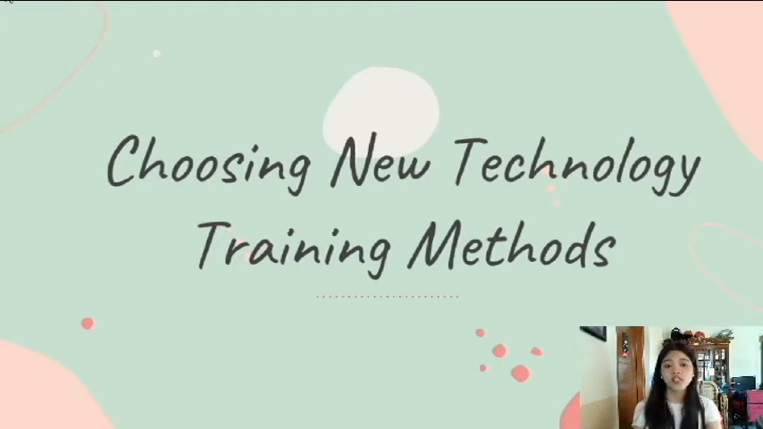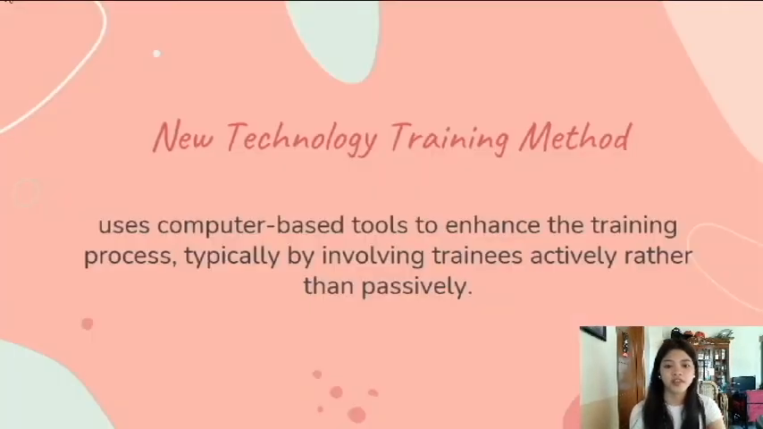Now we go to choosing new technology training methods. New technology training methods use computer-based tools to enhance the training process, typically by involving trainees actively rather than passively. Using this method requires investment in development, and the cost is related to purchasing hardware and software. Development costs might be high, but the cost for administering the program is low. The cost might be low because, as I've said earlier, there is a reduced number of trainers needed and therefore less funds for labor.